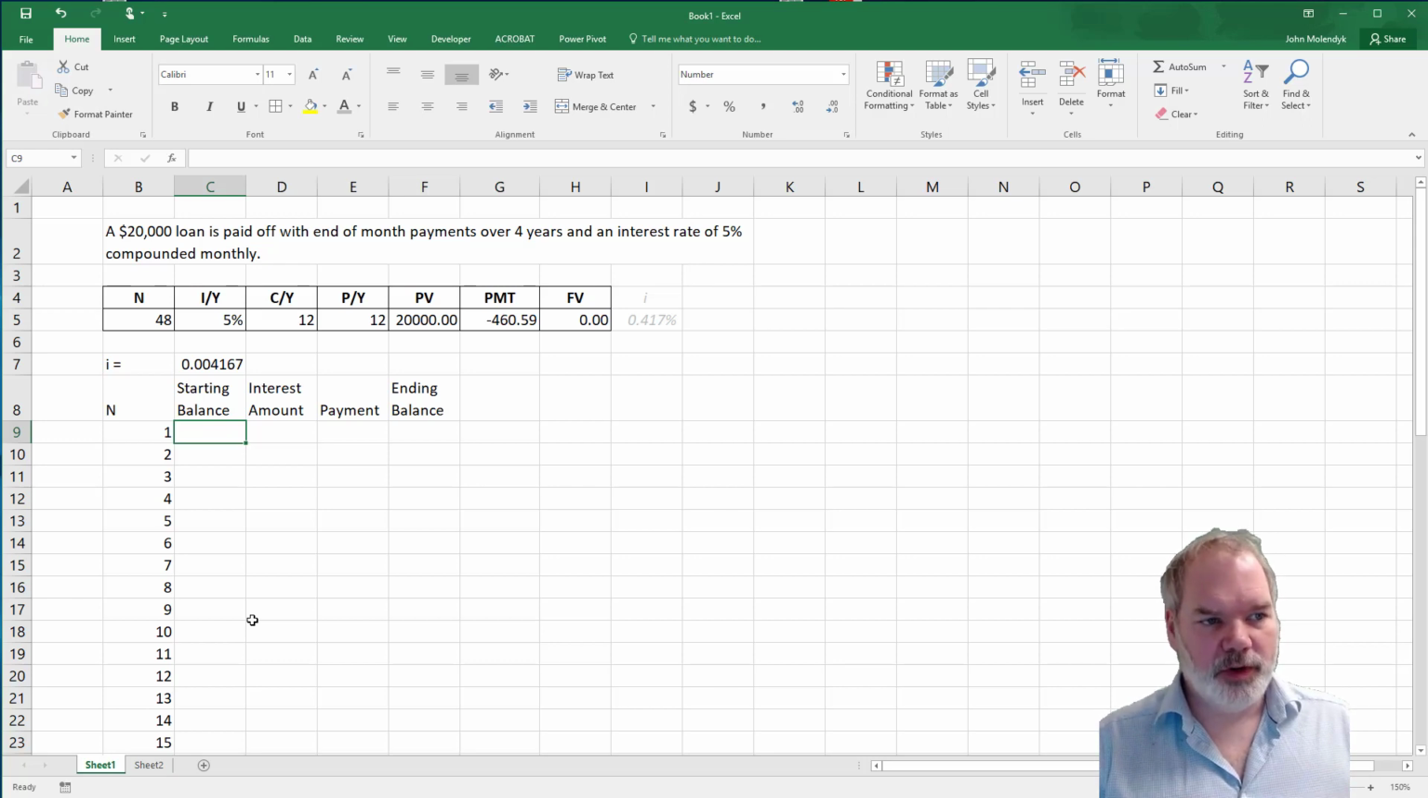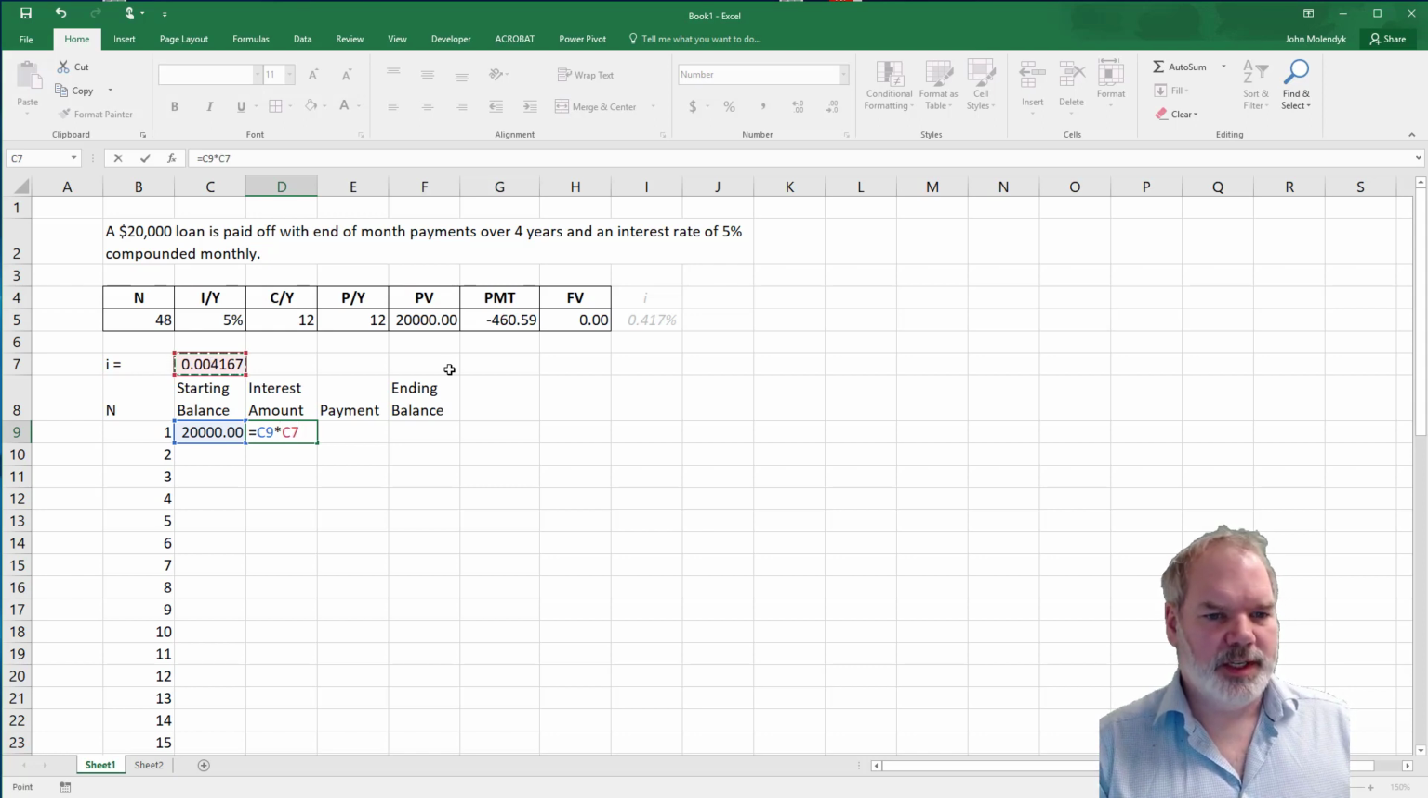So for the first month, how much do we owe at the beginning of the month? Well, we borrowed $20,000. So again, I'm going to put $20,000 in here as my starting balance. Now, how much interest was earned? So the interest amount, well, again, it's a formula, so I'm going to start with an equals. It's going to be what our starting balance was, times, use the asterisk for times, our periodic interest rate.